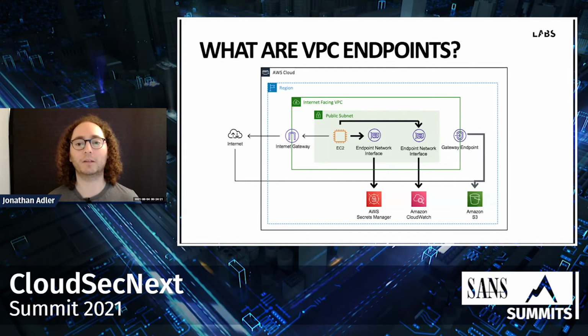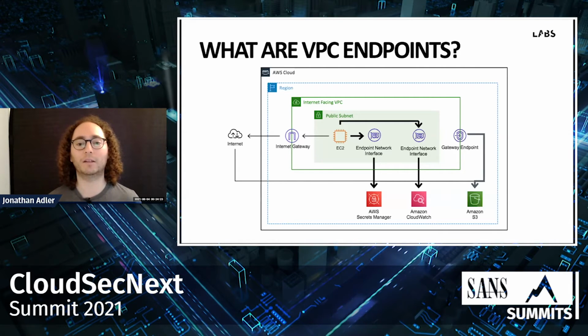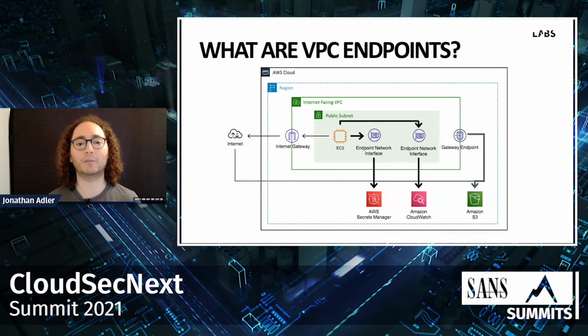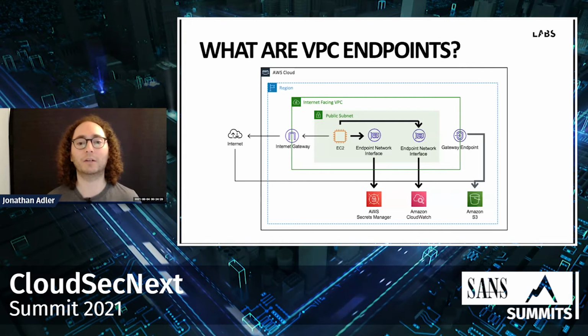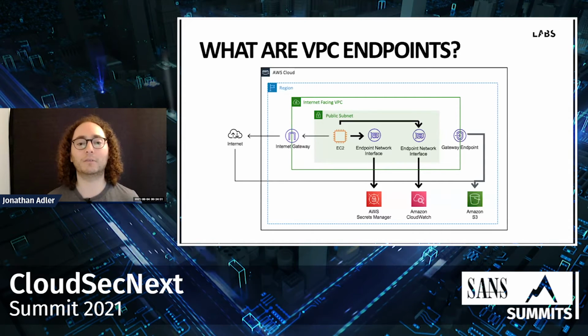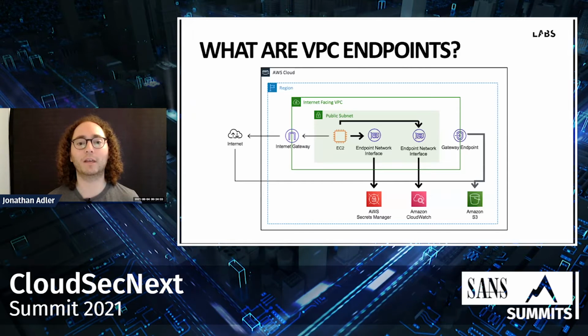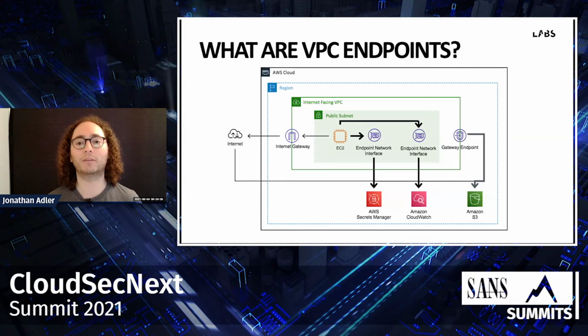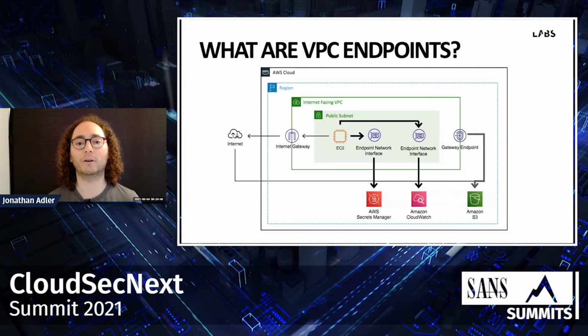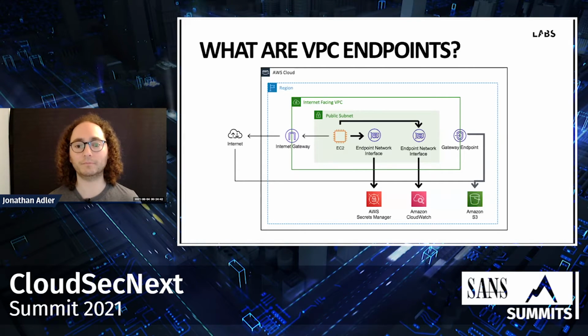Now, you might be wondering, what is the main difference between these interface endpoints and gateway endpoints? Essentially, for our discussion here, they're very similar. The main difference is that an interface endpoint is tied to a network interface within your subnet, and the gateway endpoint is tied to a route within your VPC's route table.